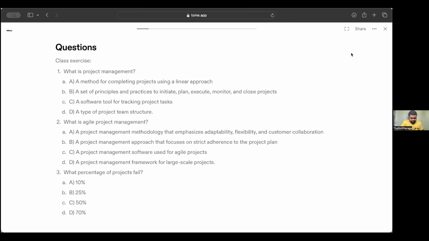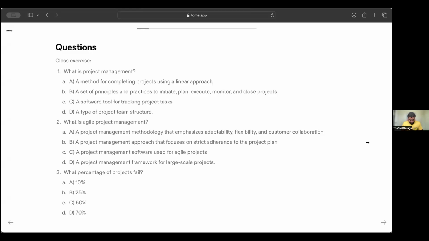As I'm looking into the chat, I see it's unanimous. Everyone thinks it's B, and they are correct. I will just mention here: a set of principles and practices to initiate, plan, execute, monitor, and close. Those are the different phases within a traditional methodology within project management called waterfall. We will show you in depth what the differences between traditional project management and agile project management are. But B is the correct answer.